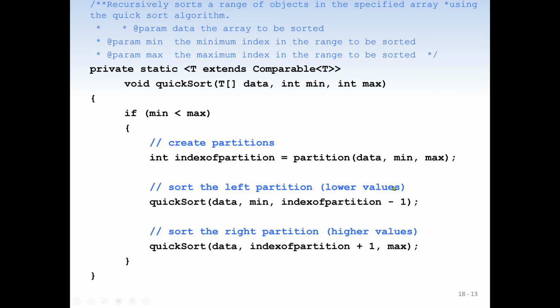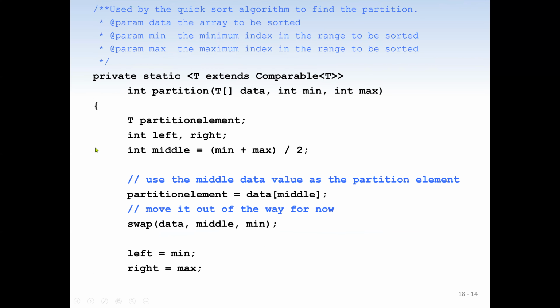Now next we are going to sort the left partition, which is the lower values. So we recursively call the quicksort function. We have the 3 arguments: the data, min, and index of partition - 1. Same thing, we have to sort the right side, so we call the quicksort with index of partition + 1, and up to the maximum size of the array. Then after that, we need to write the method for partition again.